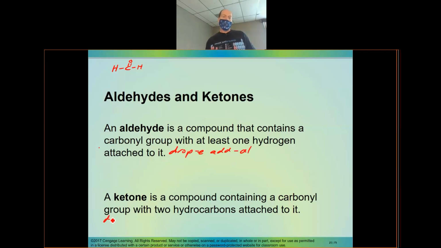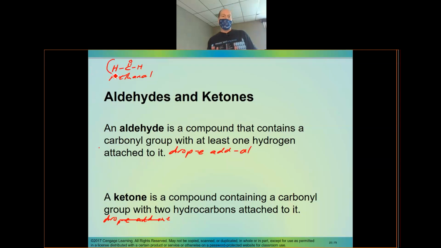For a ketone, you drop the E of the base name and then you add ONE. So this one, you have one carbon, so that is methane. You drop the E and you add AL. This is methanal. No one calls this methanal.